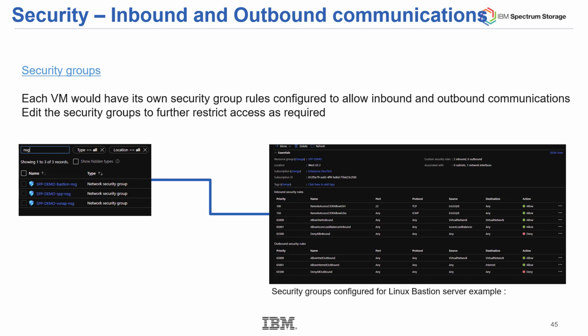Each VM would have its own security group rule configured to allow inbound and outbound communications. And so once again, you can go into Azure and edit those security groups for further access or restrictions as you require. So you can see we've got the Bastion server, the SPP server, and the vSnap server, and each of those has a network security group assigned to it.